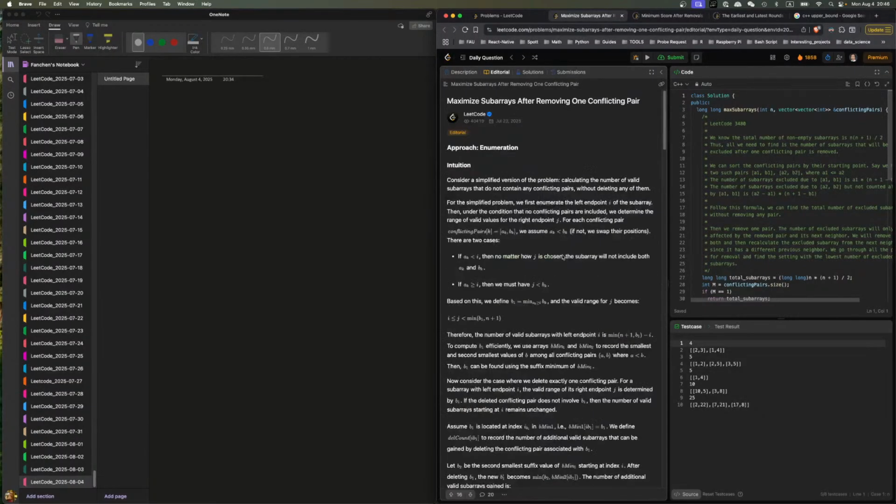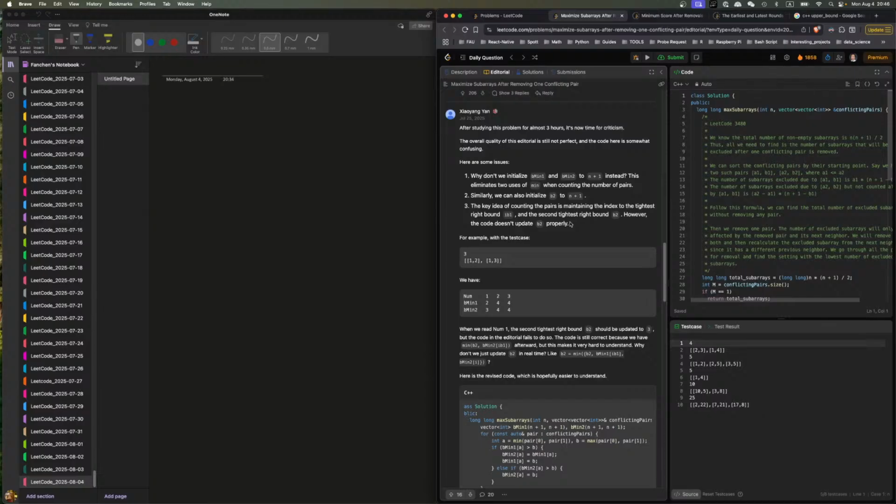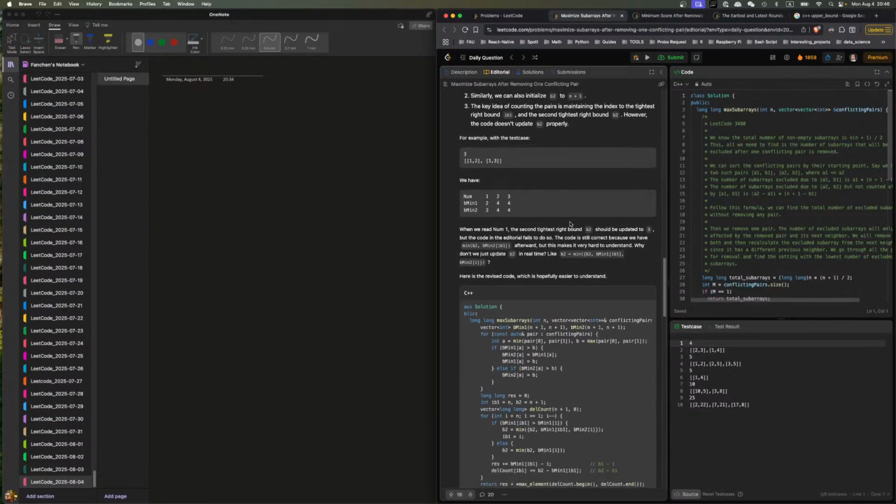What was the question again? After removing one conflicting pair. So I've got a conflicting pair. We're finding the total smallest, because this is the... Oh, actually, no, this is a different problem. This is to get the smallest, right? I think, yeah, we have a smallest and the second smallest.